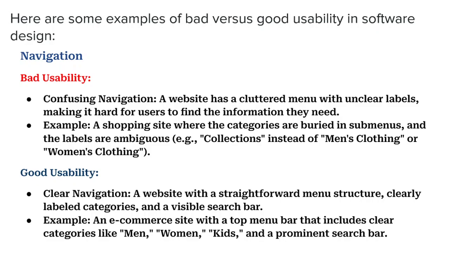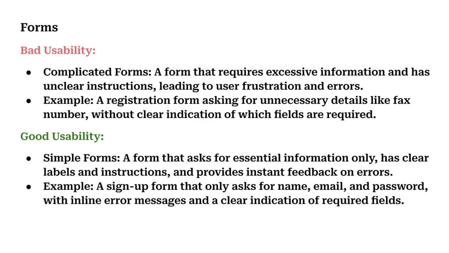For example, take an e-commerce website with a top menu bar that includes clear categories like men, women, kids and a prominent search bar as well. So the user can easily search the category he wants. That is the example of good usability. Let's see one more example.